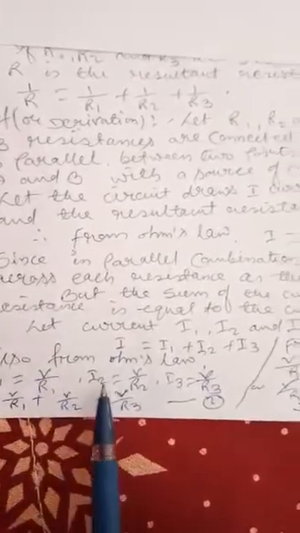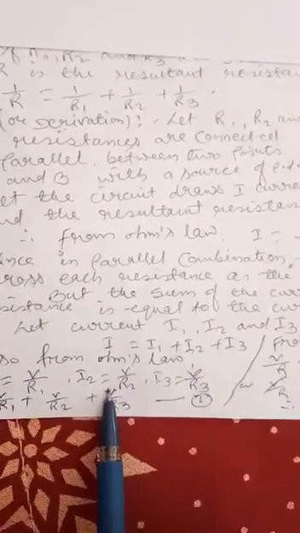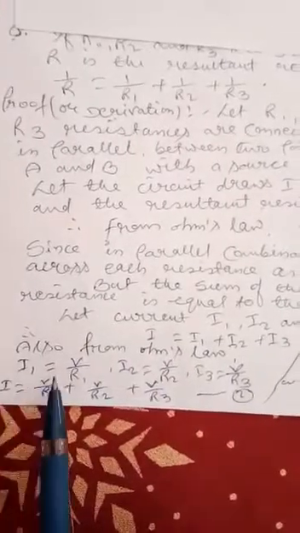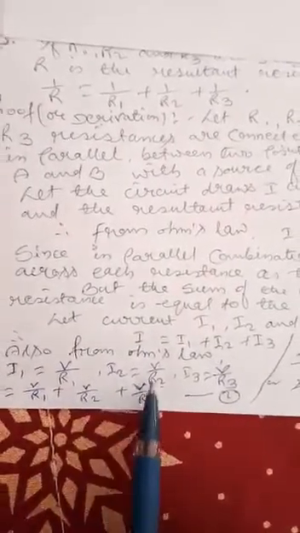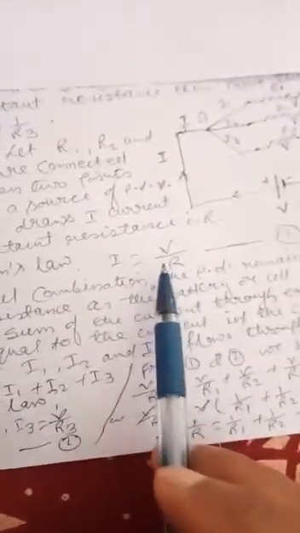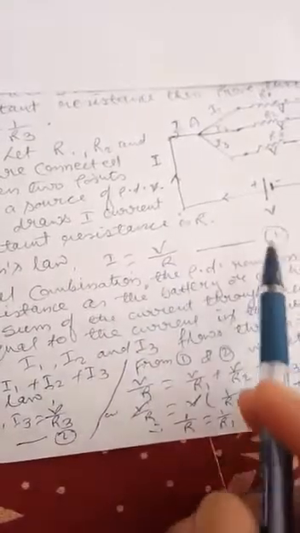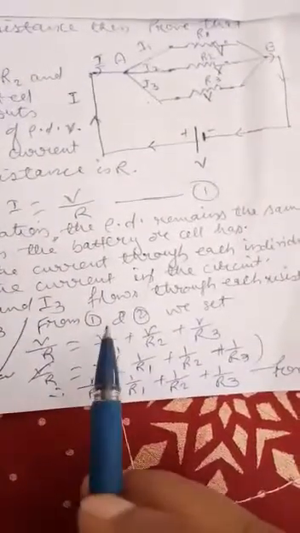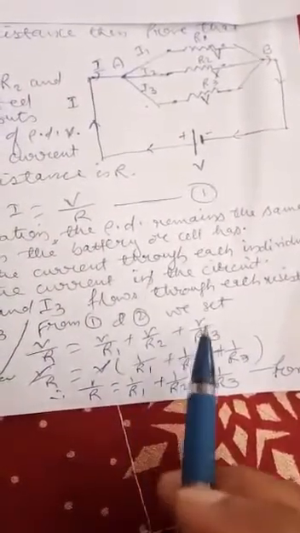From Ohm's law, I1 is equal to V upon R1, I2 is equal to V by R2 and I3 is equal to V by R3. So I is equal to V upon R1 plus V upon R2 plus V upon R3. Let it be equation 2, while in equation 1 we have supposed I is equal to V upon R. From equation 1 and 2 we can say V upon R is equal to V upon R1 plus V upon R2 plus V upon R3.